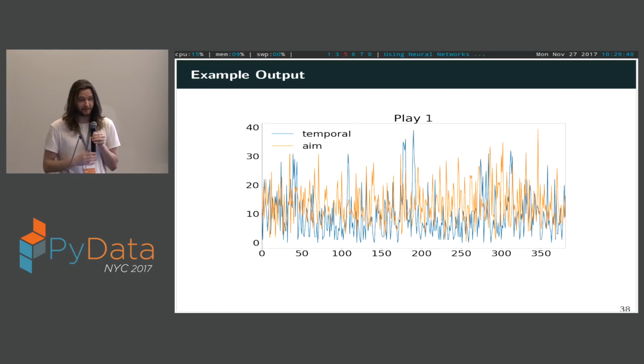So now to look at some out-of-sample data, what I did was I downloaded a new song that I never played before, played it a couple times, and then asked what my prediction would be. So for the first play, this is what the plot looks like.